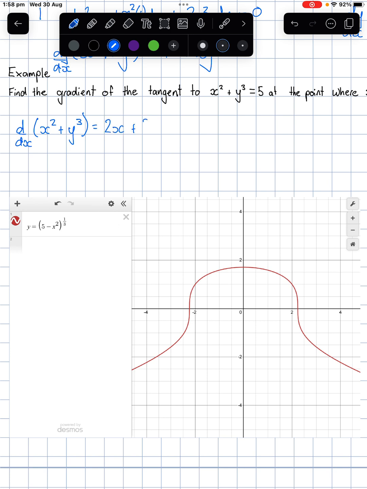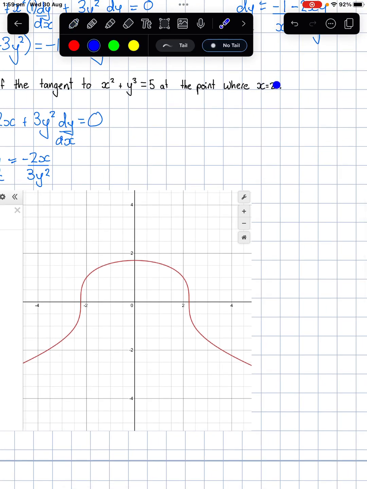And this is going to equal 2x plus 3y squared dy dx, and that's going to equal 0. That's because we've done the derivative of this side with implicit differentiation, and the 5 here is a constant, so the derivative is 0. So therefore, we're looking at dy dx is going to equal -2x over 3y squared. So we've got our function there, and then this continues here.